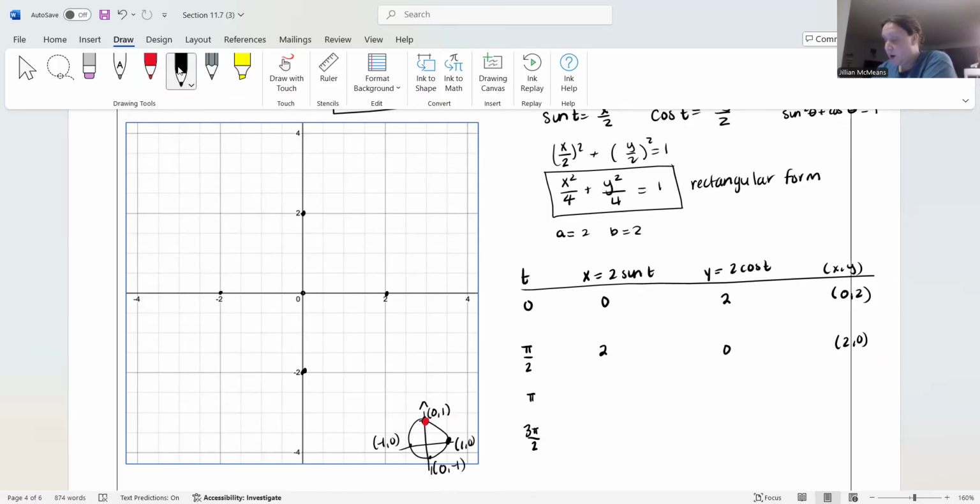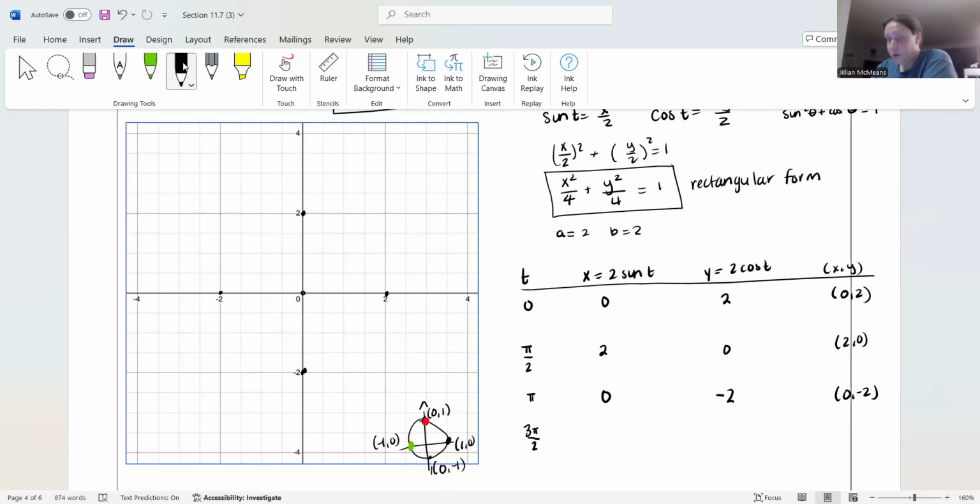Now we're going to look at pi. Pi is this point over here. Let's do green. So sine of pi is 0. 0 times 2 is 0. Cosine of pi is negative 1. Negative 1 times 2 is negative 2. Remember, we're just doing basic function notation, but the value we're plugging in for t just happens to be a theta value. So we get the point on the plane, 0, negative 2.